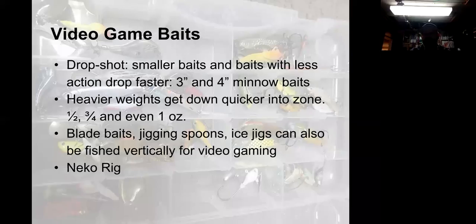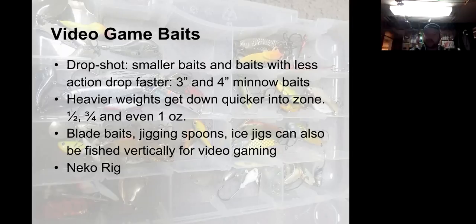So even if you have a medium light rod, or a light spinning rod with light line, you could still use that heavier weight, because all you're doing is dropping it to the fish. And that's just going to allow it to get down there quickly into the screen. And a lot of times, the second it gets down there to where the fish are, that's when you're going to get bit. So the faster you can do it, the better.